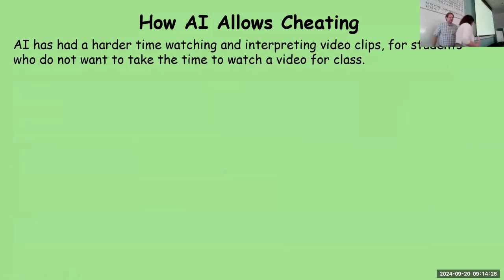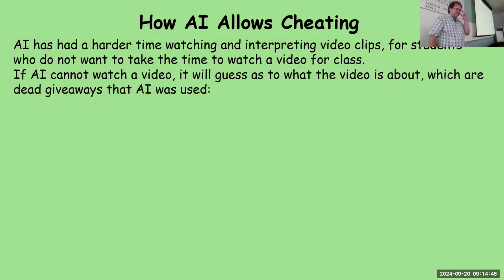Now, one strategy I've done to try and reduce the likelihood of students using AI is to ask them to watch and interpret video clips. And AI has a harder time of doing this. So if a student doesn't actually want to do any of the work and they don't want to watch a video clip, it's harder for AI to bypass this kind of assignment. If they use an AI that just can't watch the video, then it'll guess what the video is about.